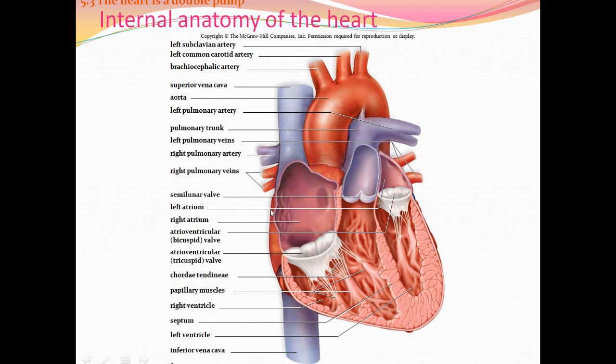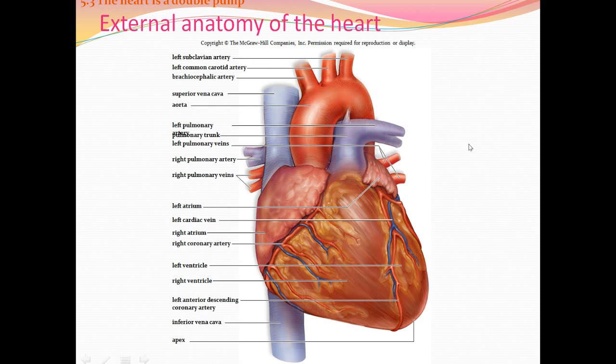We just took a cross section through this heart. We took this heart and cut through it. Here's the right atrium, here's the right ventricle, here's the left atrium, here's the left ventricle. The atria are going to receive the blood that's coming back to the heart, and the ventricles are going to pump the blood out.